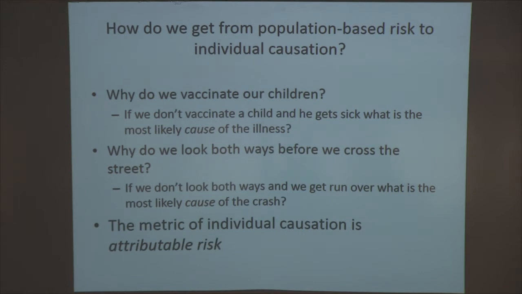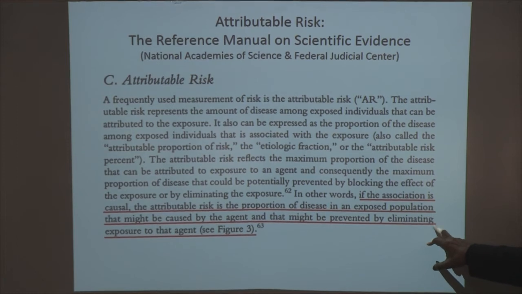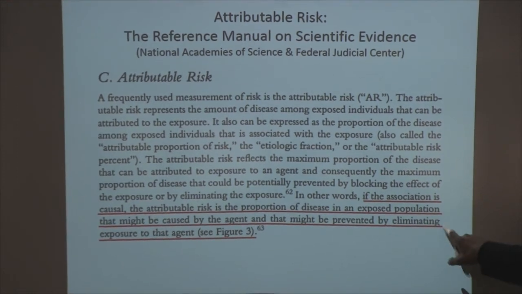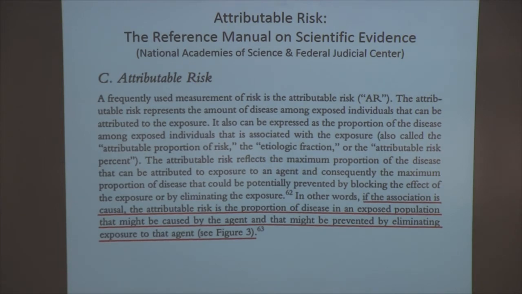The way you actually measure cause is by using a principle called attributable risk. Attributable risk is the proportion of disease or injury in the population who's exposed that's caused by the agent, whatever the exposure is, and it's prevented when you get rid of the agent. This becomes very important when we're talking about traffic crash. Take a traffic crash away from somebody's life, would they still be injured? That starts to become the pivotal question.